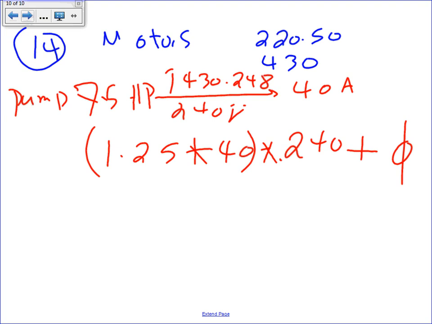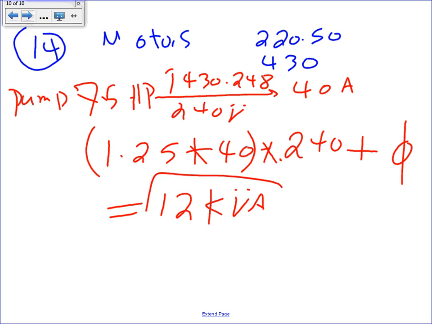Yeah, 40 amps was from Table 430.248, right? Under 40, 230 in this case, because that's the closest. Okay, so when you add all this, what do you get, Chris? In kVA, the multiplication, you end up with 12,000. Okay, 12 kVA. Thank you.